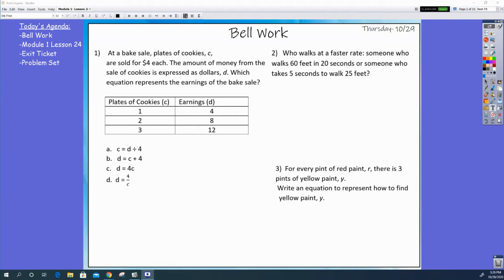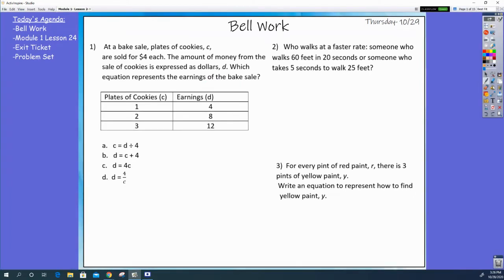Number 1. At a bake sale, plates of cookies, C, are sold for $4 each. The amount of money from the sale of cookies is expressed as dollars D. Which equation represents the earnings of the bake sale? So right now they want to know which of my equations gives me my earnings. So I want to figure out how do I get my earnings.